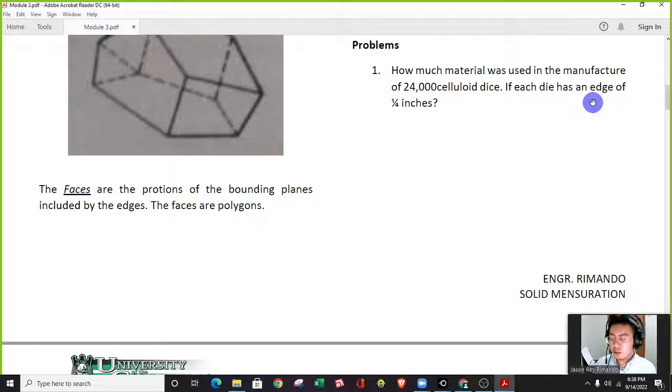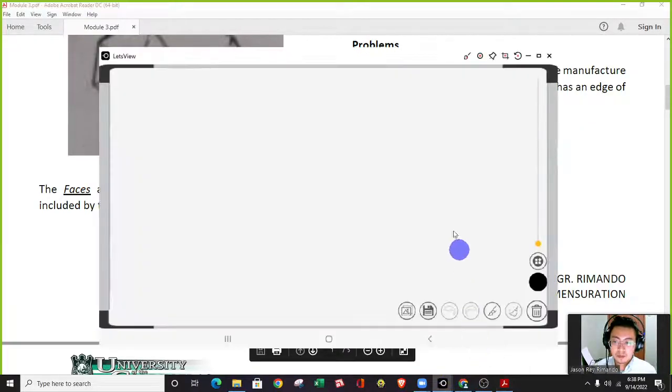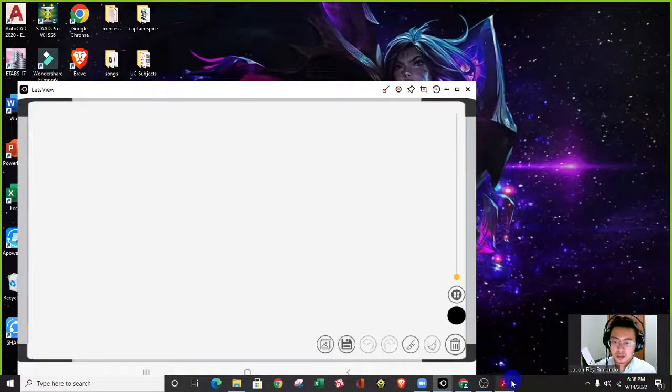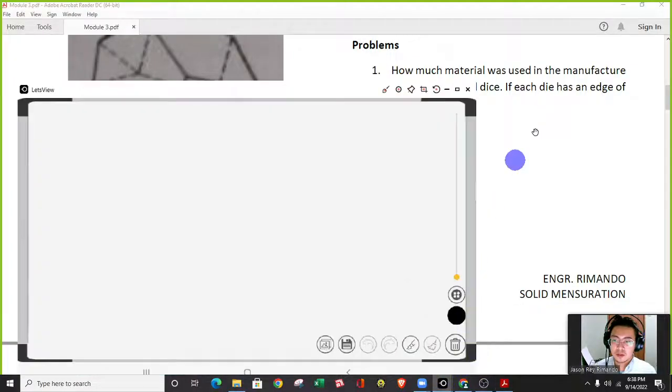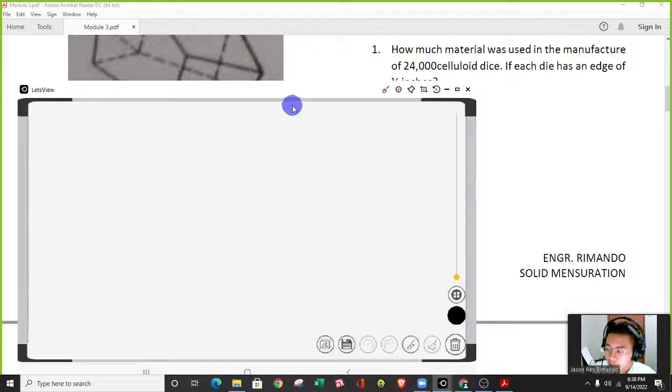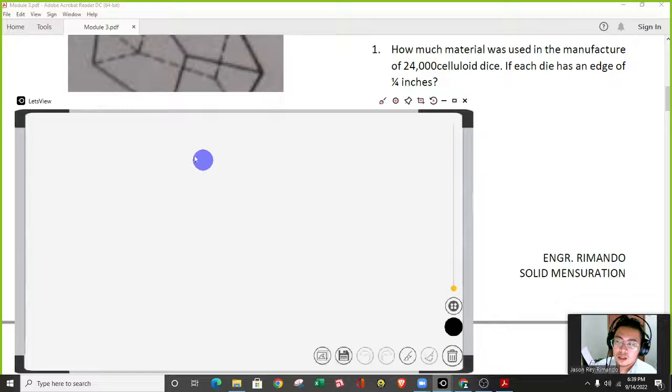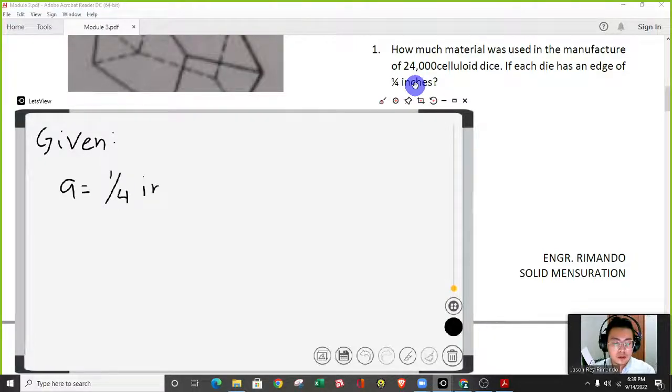What is a celluloid dies? Okay, on your TV. Okay, so meron tayong, ano yung given natin? Oh, nagsarado yung PDF. Okay. What is the given? You have the side of the edge. Tama? A is equals to 1/4 inch. Okay?